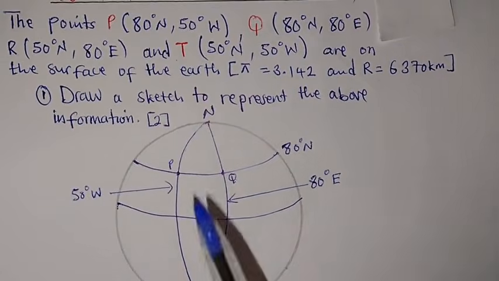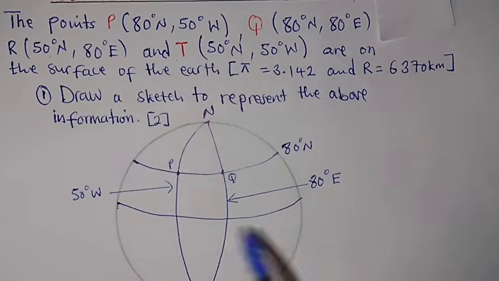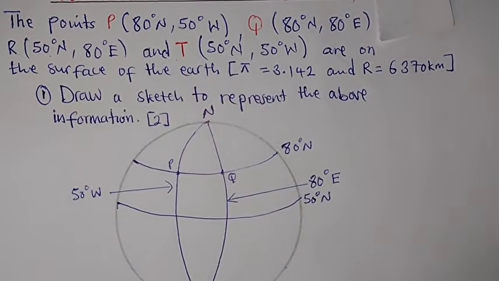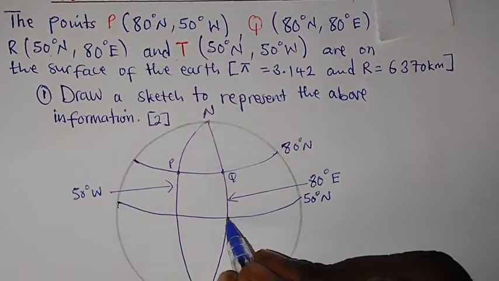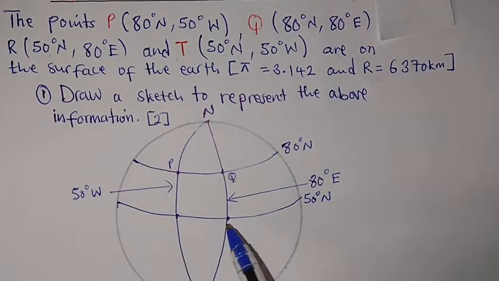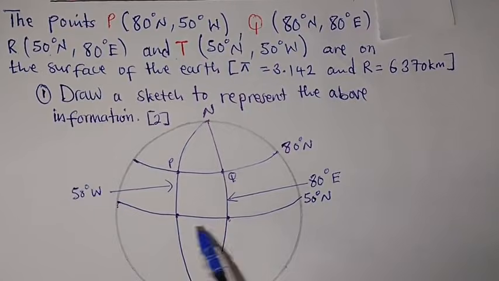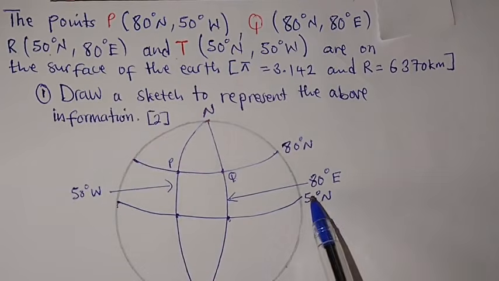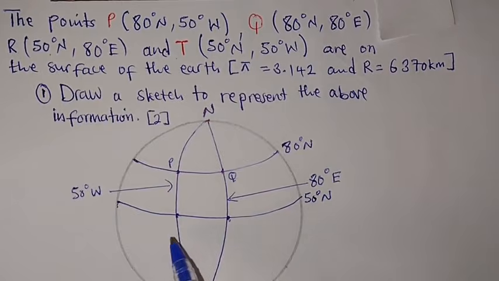Okay, for R and T, it's 50 50. So we can put a 50 here, 50 degrees north. Then before we place these points, we don't know if R is going to be here or here, or Q here, R here. We don't know, but we are going to see, since they are sharing the same latitude. So what will make us know is the longitude.